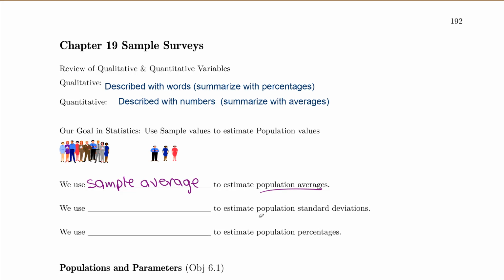And if we want to estimate our population standard deviation, then we would use our sample SD, or our sample standard deviation. And if we want to estimate our population percentages, then we would use our sample percentages. When I say sample percentages, I mean if you want to estimate the percentage of people at the job that are females, then we would use the sample percentage of people that were females at this job.